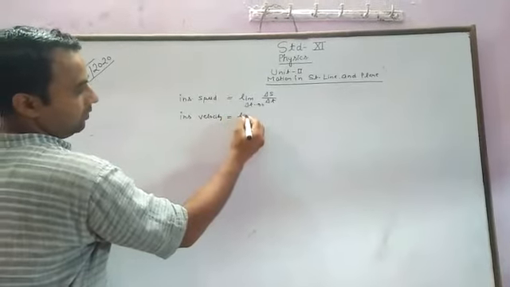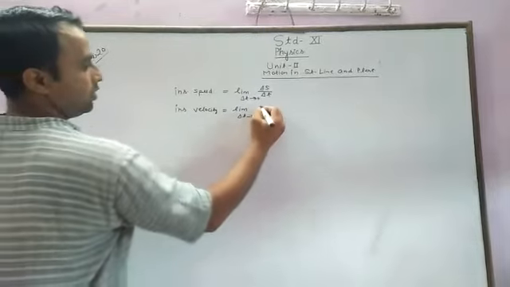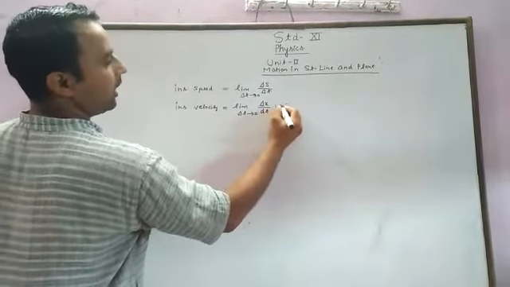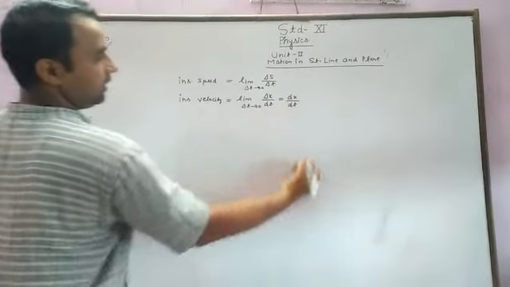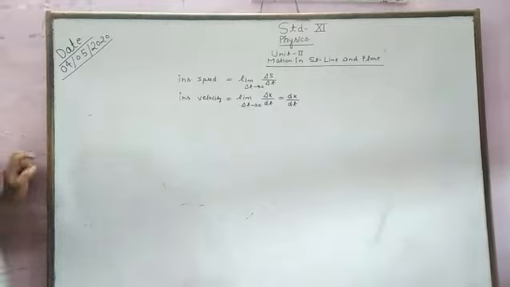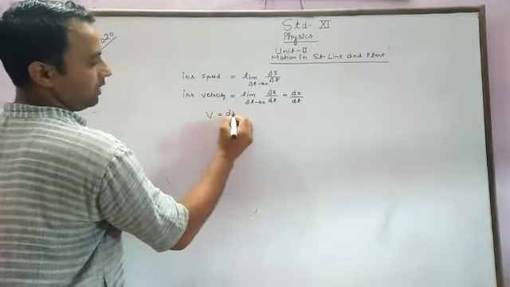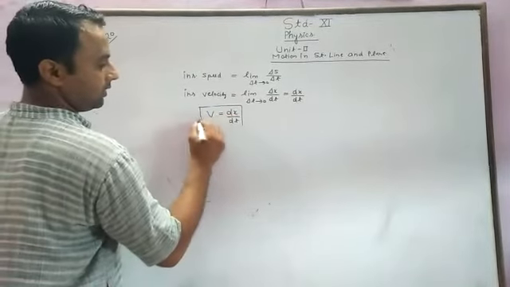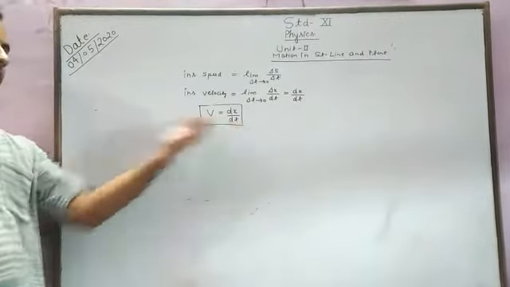Instantaneous velocity is equal to the limit as delta t tends to 0 of delta x over delta t, and in differential form that is dx over dt. The velocity vector is equal to dx over dt. This is a differential tool. This is the differential form.